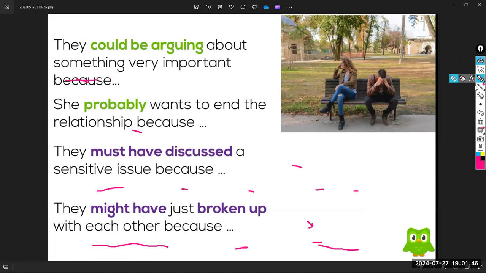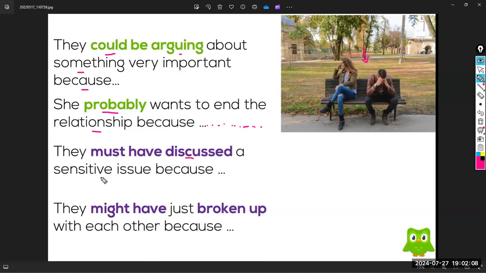Okay. Now let me read this description. I have to say, for example, they could be arguing about something very important, could in the past, but now they are upset. She probably wants to end the relationship. Why? Because maybe something happened, or maybe the man did something wrong. They must have discussed the problem before, or something like that.